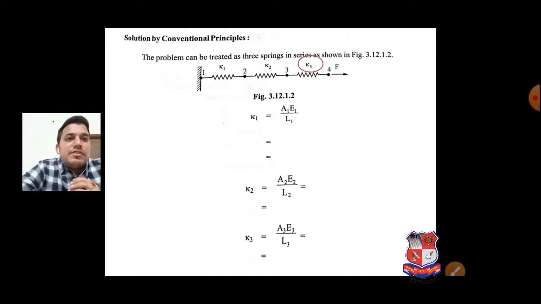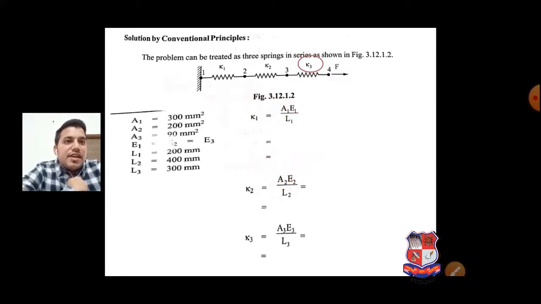Now first we have to learn the solution of the conventional principle, with the same figure we are observing here. First we have to find out the element stiffness matrices K1, K2 and K3. How can we find them? Let's see here. These are the given values: A1 is 300 mm squared, A2 is 200 mm squared, A3 is 90 mm squared. Here E1, E2 and E3 are the same, 200 gigapascal. Yesterday we already learned L1, L2, L3 are the respective lengths.